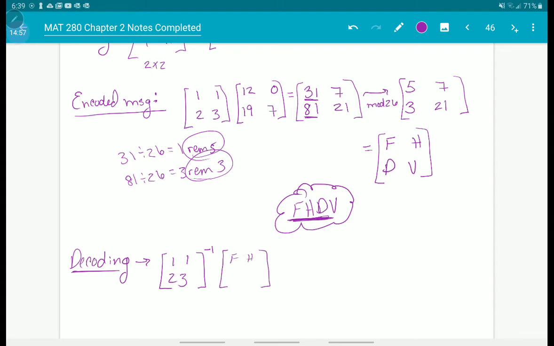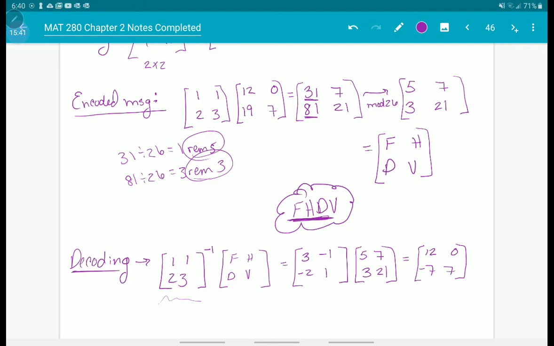times FHDV. So we know what the inverse of this matrix is. We found that to be 3, -1, -2, 1. F is number 5, H is 7, D is 3, V is 21. So if we were to multiply those two together, then we're going to end up with 12, 0, -7, and 7.